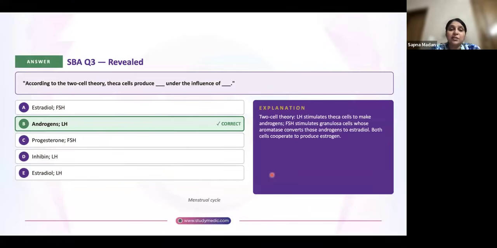So we've discussed the two-cell theory also. LH is acting on the theca cells, and theca cells are using cholesterol as the substrate and then producing testosterone and androstenedione. This is going to go to the granulosa cells where the FSH is going to act via the aromatase enzyme and convert testosterone to estradiol.